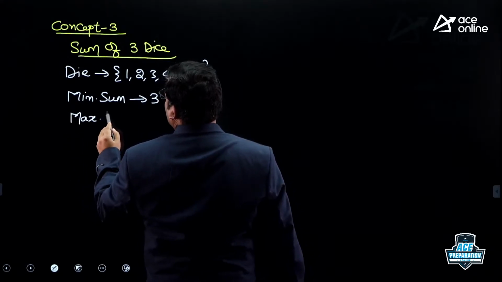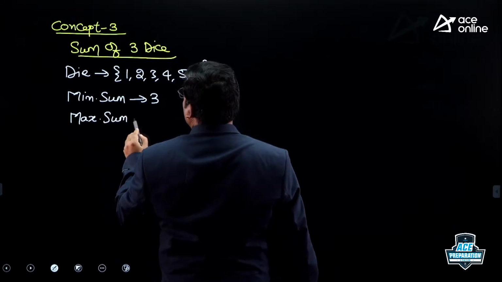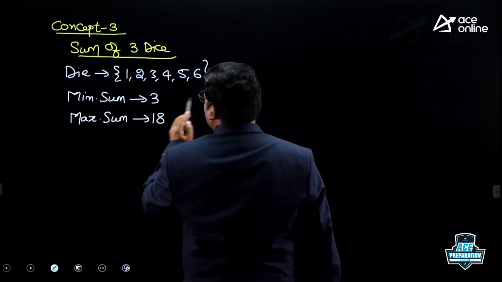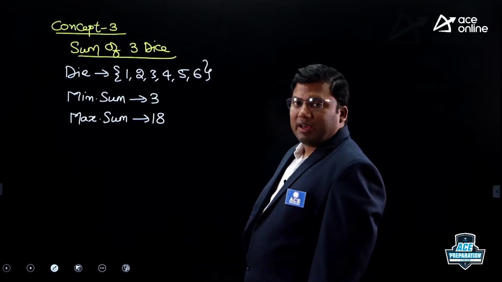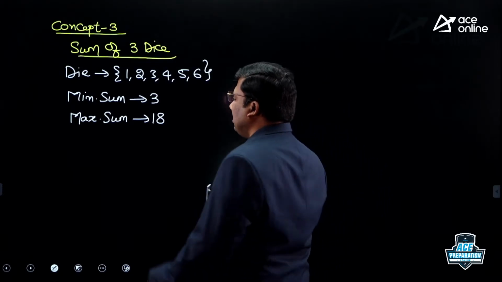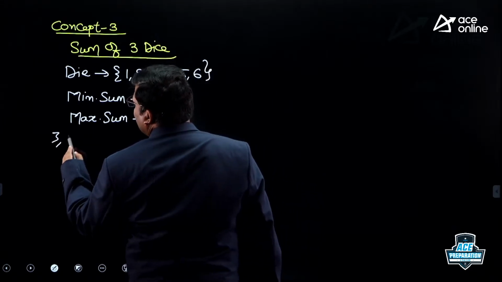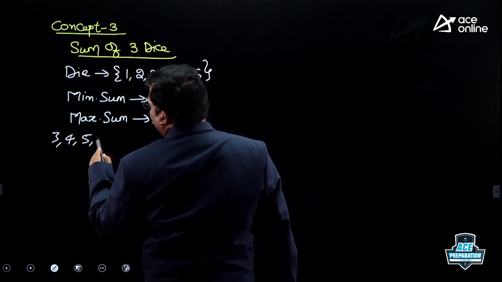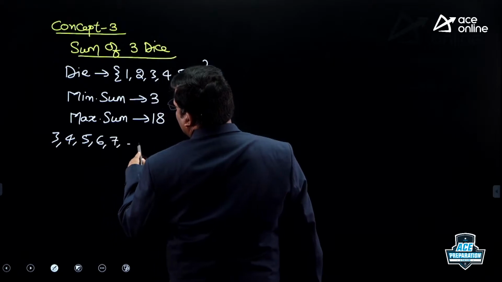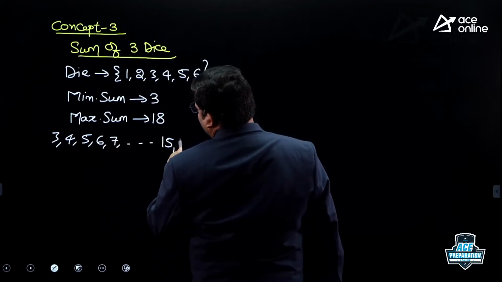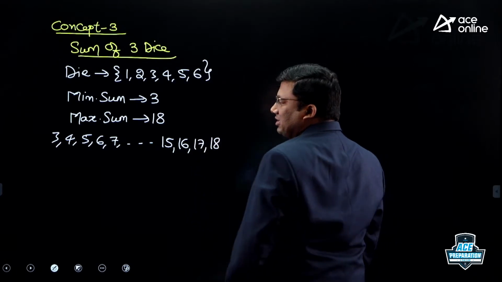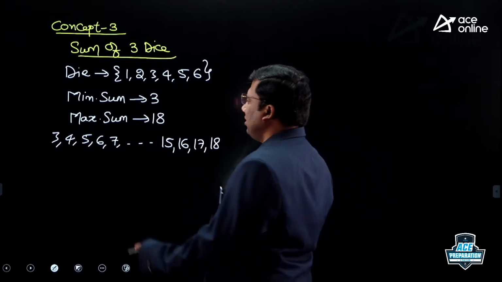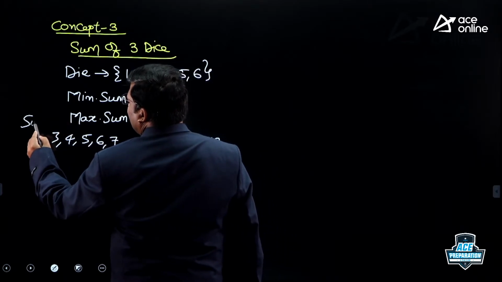Maximum sum will be 6 plus 6 plus 6, it is 18. Minimum sum is 3. Maximum sum is 18. That means what are all the various sums possible? 3, 4, 5, 6, 7 and so on up to 15, 16, 17, 18. These are the various sums possible.